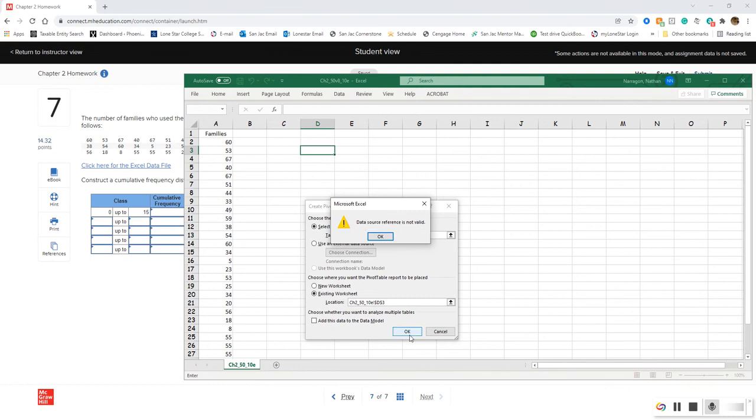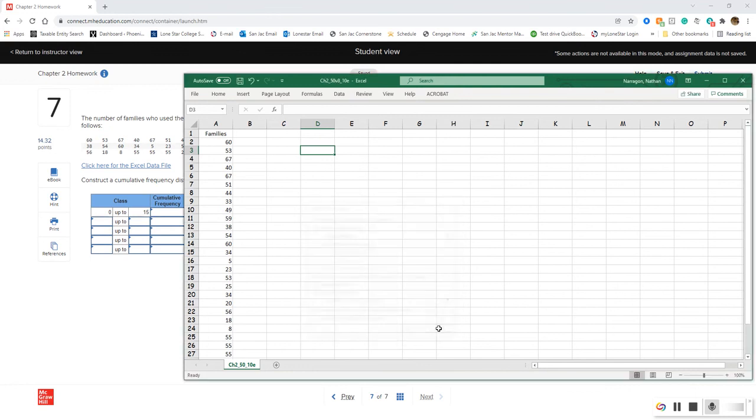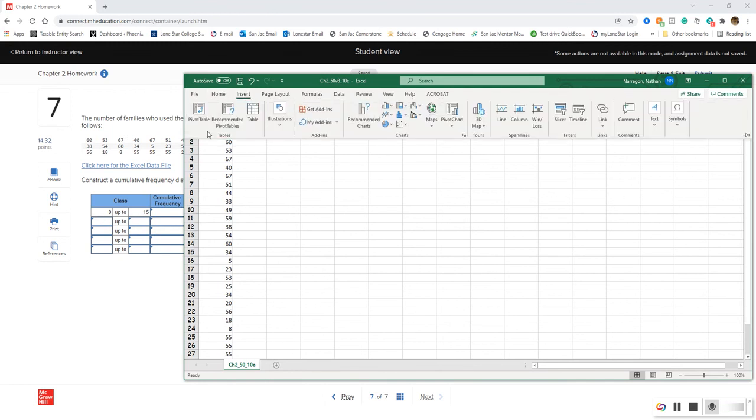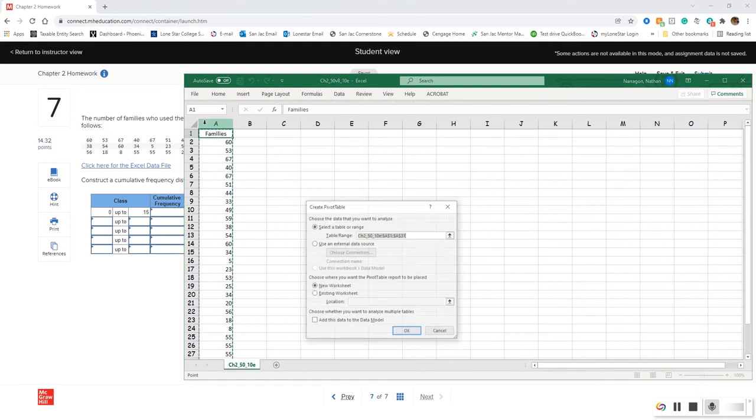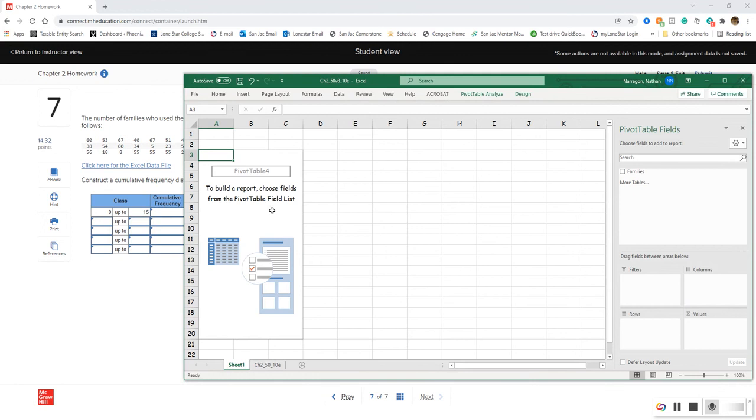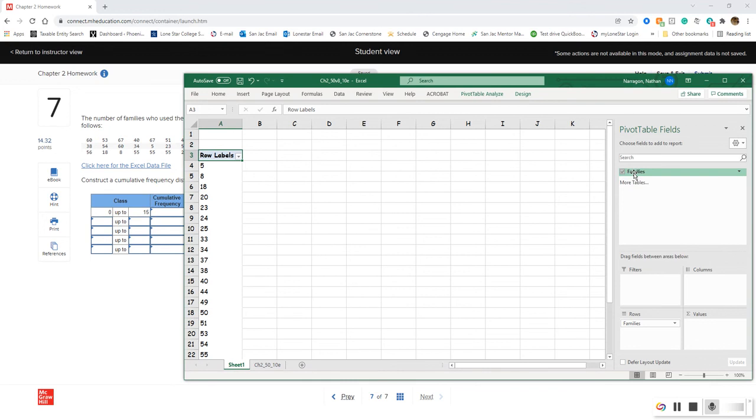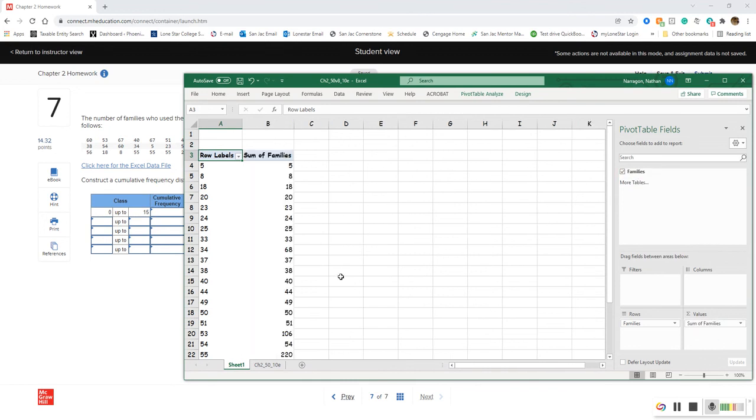Okay. So let's go again, insert pivot table. Okay. So this time it actually did do a separate sheet. I don't know why it didn't do it the last time. Okay. It is what it is. So if it does, it does. If it doesn't, it doesn't. Same thing is going to happen.